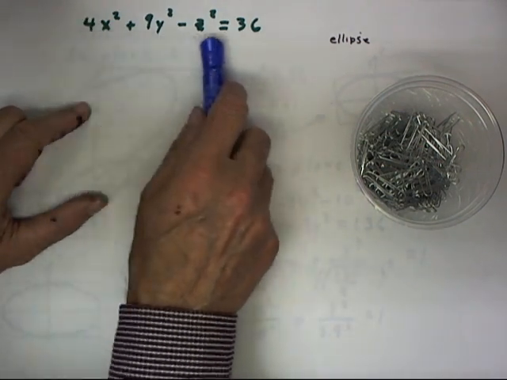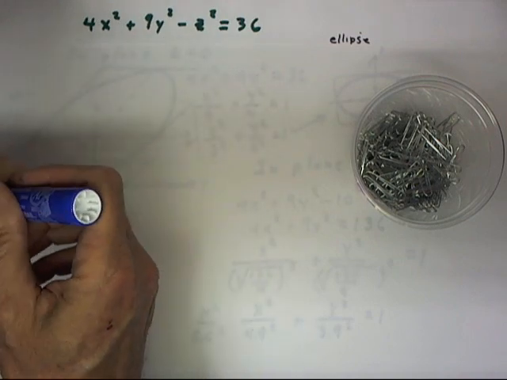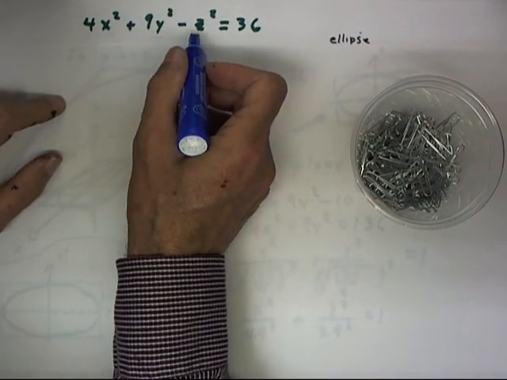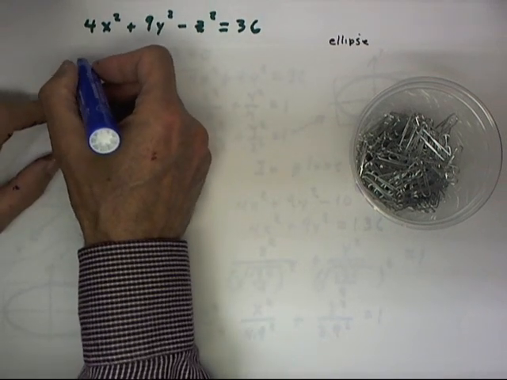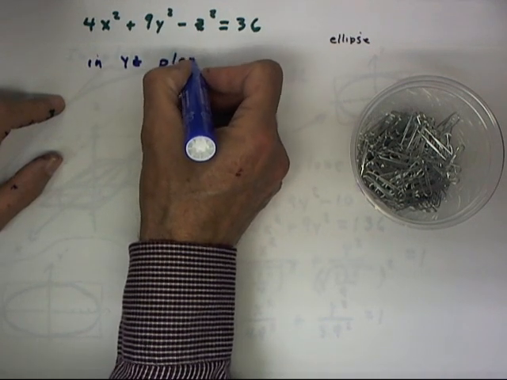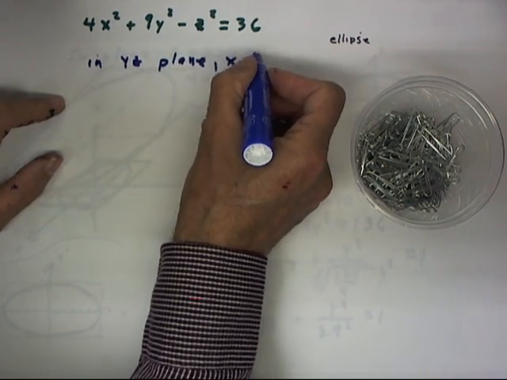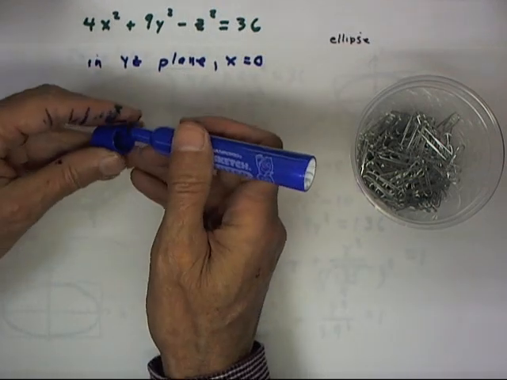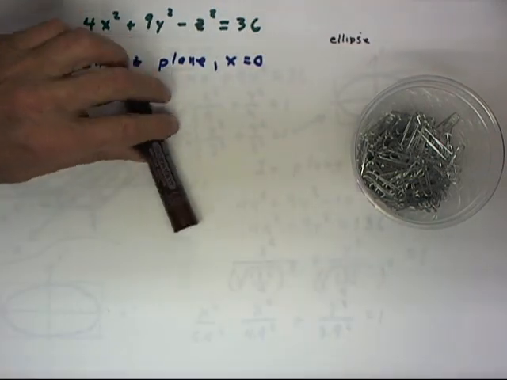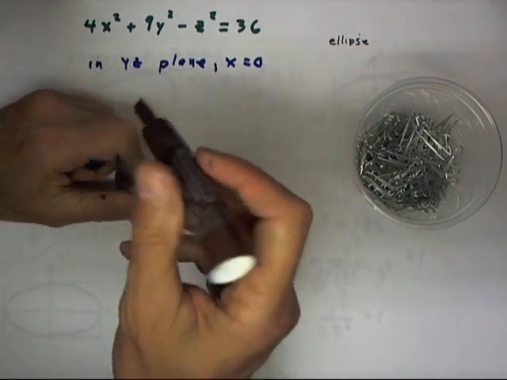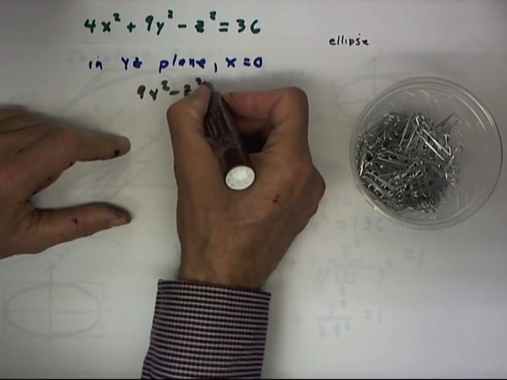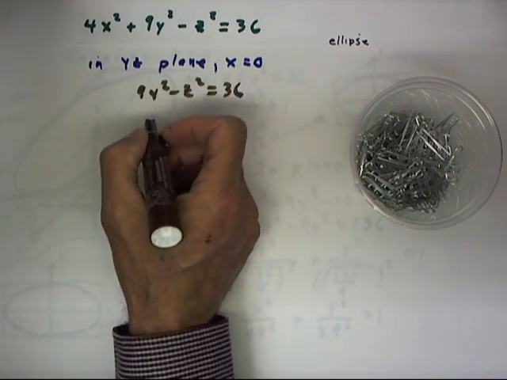Let's for a moment consider the intersection of this surface with the YZ plane. Okay, so in the YZ plane we have x equals 0. Now if x is 0, what does the equation become? Well, the equation becomes 9y squared minus z squared equals 36.